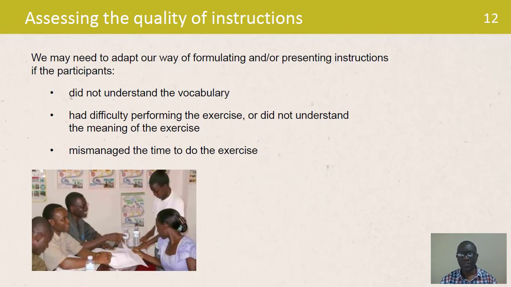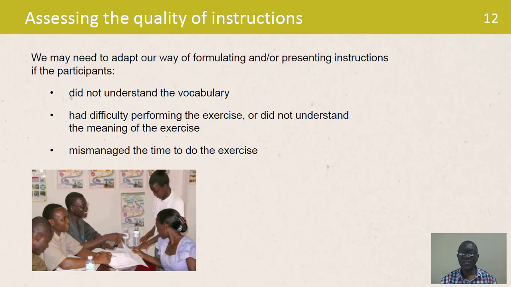Assessing the quality of instructions. At the end of the exercise, we need to consider any errors and difficulties that the participants have encountered in order to adjust and adapt our way of formulating and presenting the instructions. If participants did not understand our vocabulary, we need to review how we formulated the instructions.